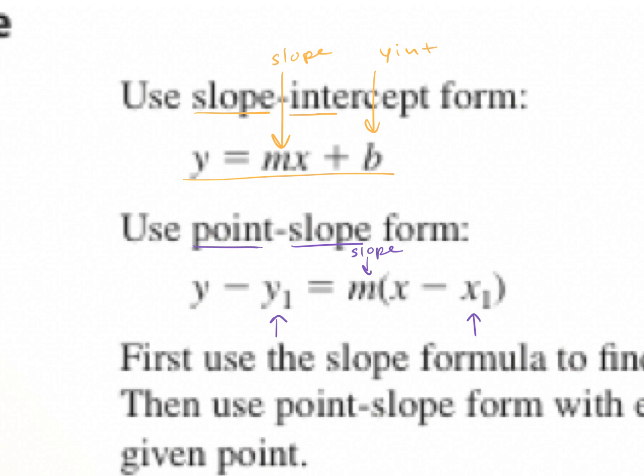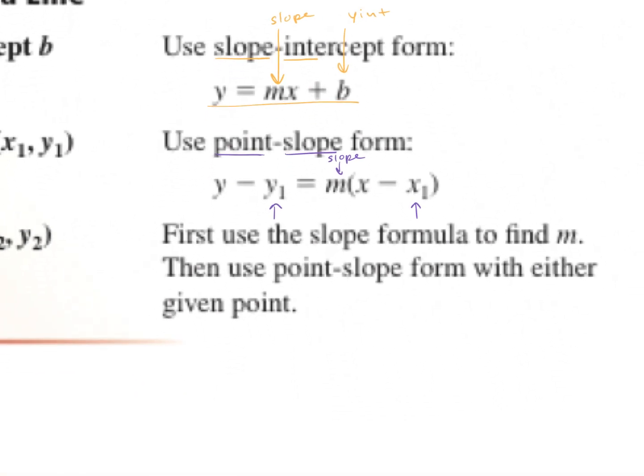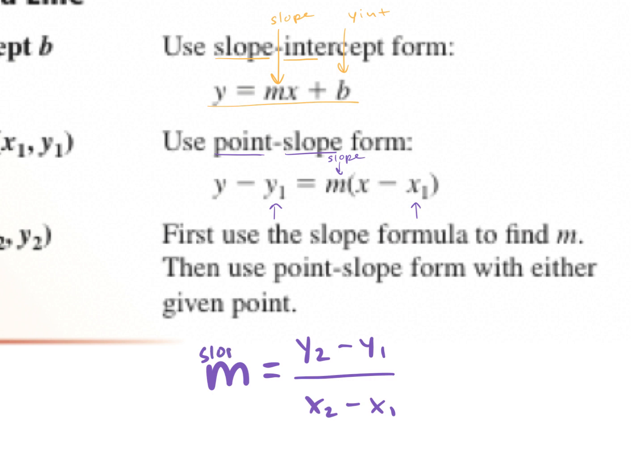For each of these equations, we have to have our slope in order to plug into our equation of a line. Sometimes the slope's going to be given to us, sometimes it's not. If our slope's not given to us, we have the slope formula. To find the slope, we would use y2 minus y1 over x2 minus x1. So this is the equation for the slope.